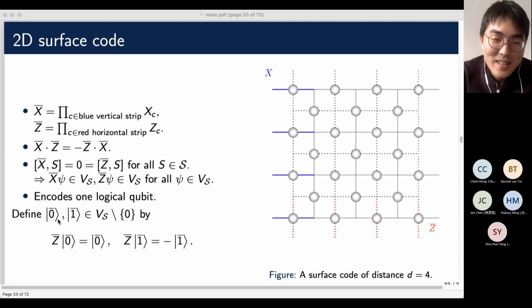And we define logical 0 and logical 1 by the following equation. They are basically eigenvectors of Z bar. And logical 0 corresponds to eigenvalue 1, and logical 1 corresponds to eigenvalue -1.